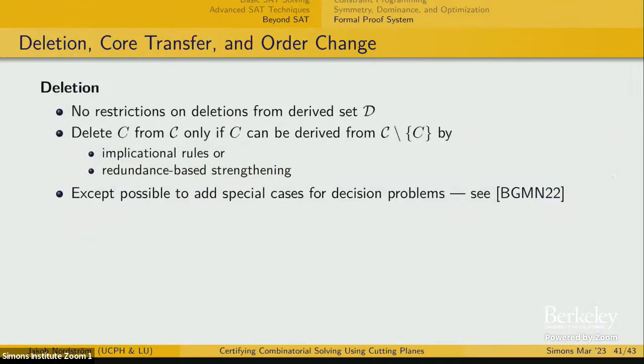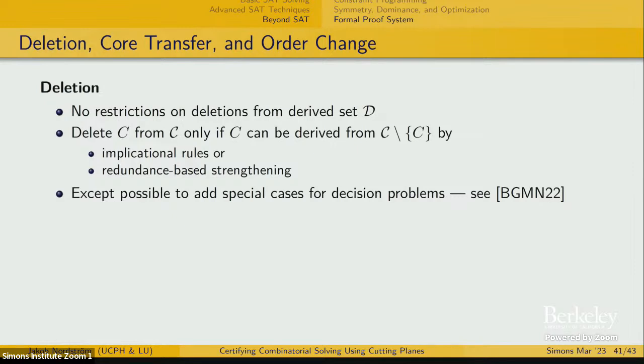One thing that happens with this type of proof system is that suddenly deletion becomes very important. You have no restrictions on deletions from the derived set, but you cannot delete from the core set in general. You can only erase something from the core set if you can re-derive it from the core minus the thing that you erased, either by cutting planes or by the redundancy-based strengthening rule. And the reason is that if you don't have this, then it turns out that with the proof system, you can take a satisfiable formula and prove that it's unsatisfiable. This is slightly subtle, so you have to be a little bit careful.